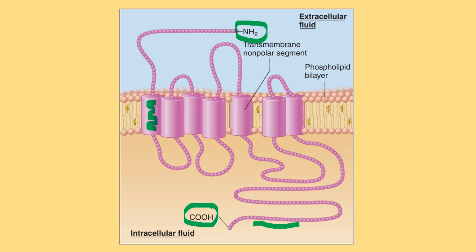They can be stable residents of the plasma membrane. If they were not amphipathic, they would easily pop out of the phospholipid bilayer.